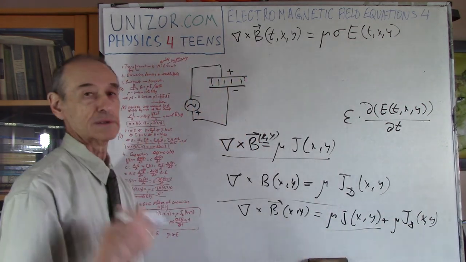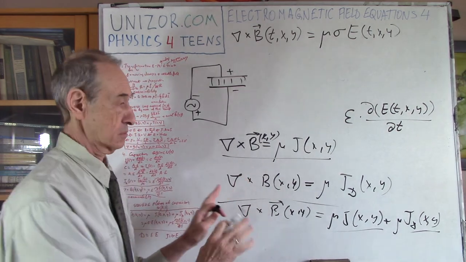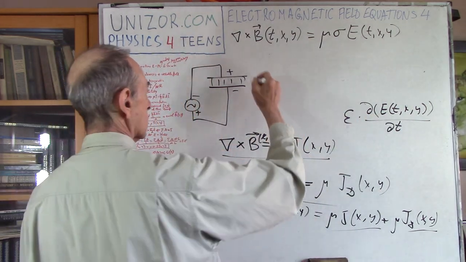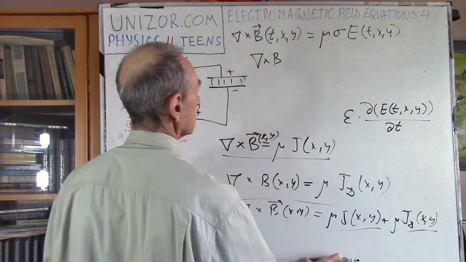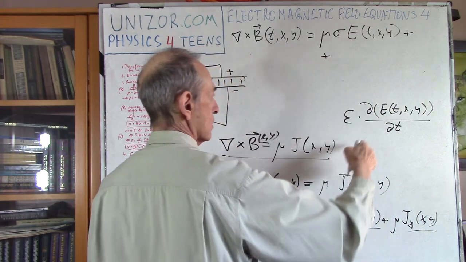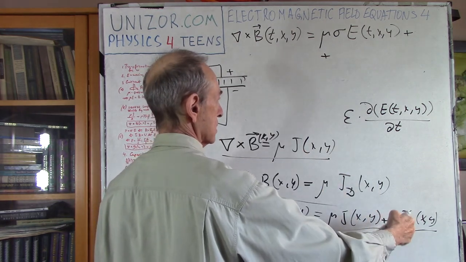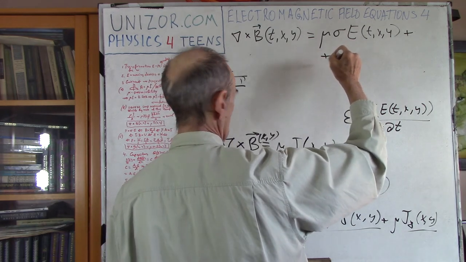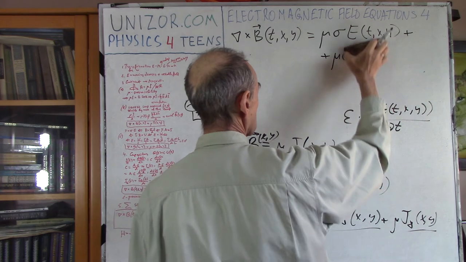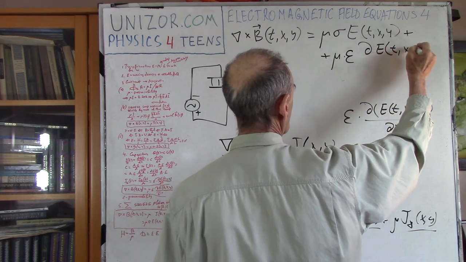So this is the piece from direct moving charges, and this is the piece from changing electric field not related to those charges. Okay? And we can obviously express it in terms of electric field intensity as nabla times B. Okay, the first part I have already done, right? So the second part would be plus. So instead of J, I would put sigma E, so it would be mu, sigma, no, epsilon, sorry, mu epsilon dE of (x, y, t) over dt.